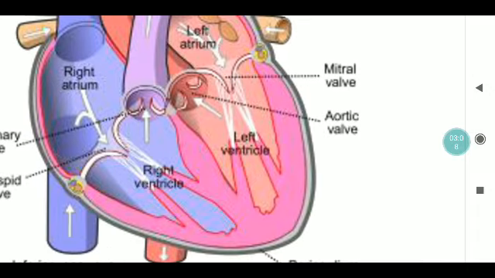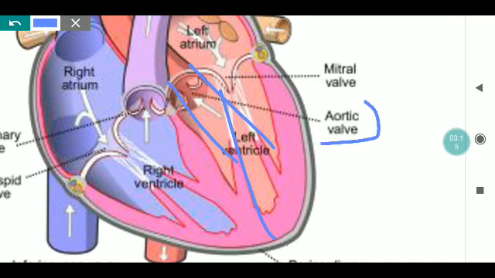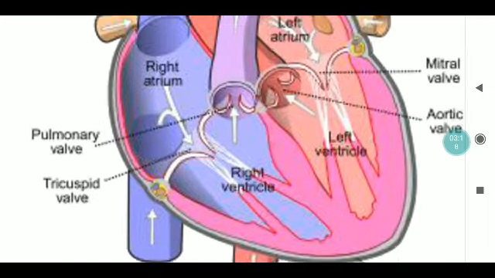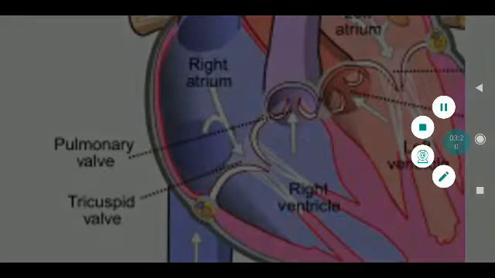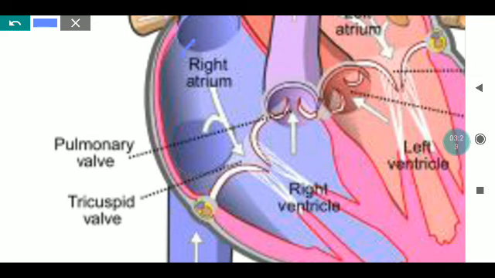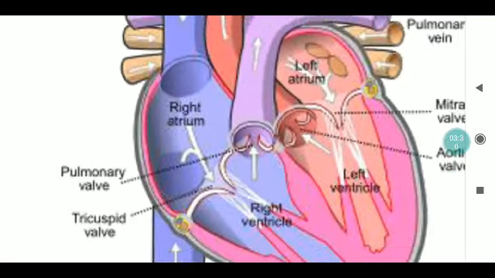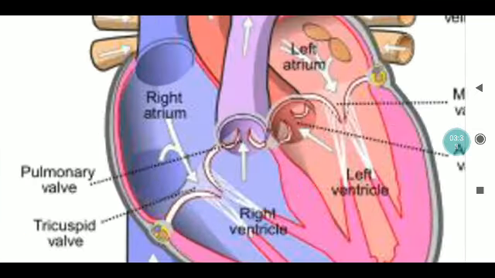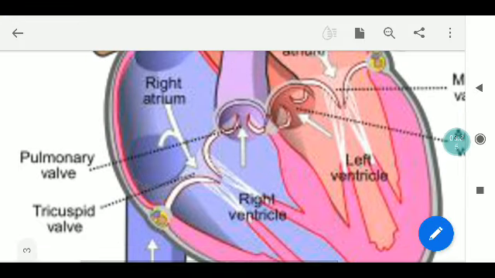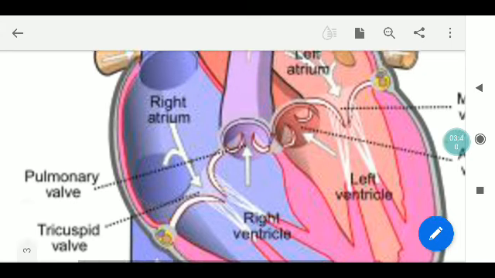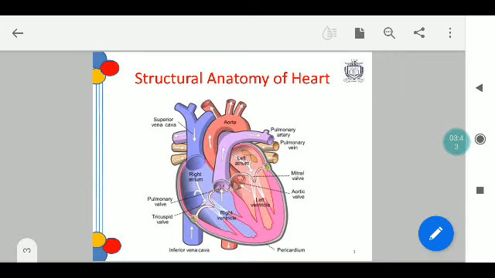As the name suggests, the aortic valve separates the left ventricle from the aorta. So, this is the aortic valve. If you come to the right side, the tricuspid valve separates the right atrium from the right ventricle, and as the name suggests, it comprises 3 leaflets. And the pulmonary valve separates the right ventricle from the pulmonary artery. So that is a broad revision of the structural anatomy of the heart.